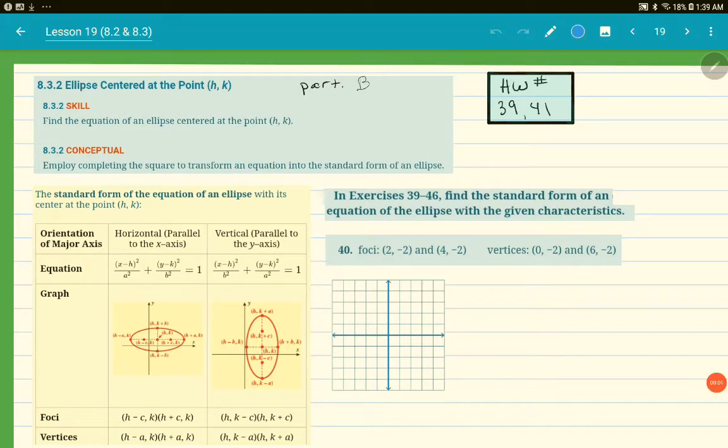All right, continuing and finishing our 8.3.2, where we're finding the equation of an ellipse that's centered at any point (h, k). So in exercises 39 and 41, you are doing 39 and 41. As an example, I will do number 40. Okay, so our characteristics, we're given our foci and our vertices.